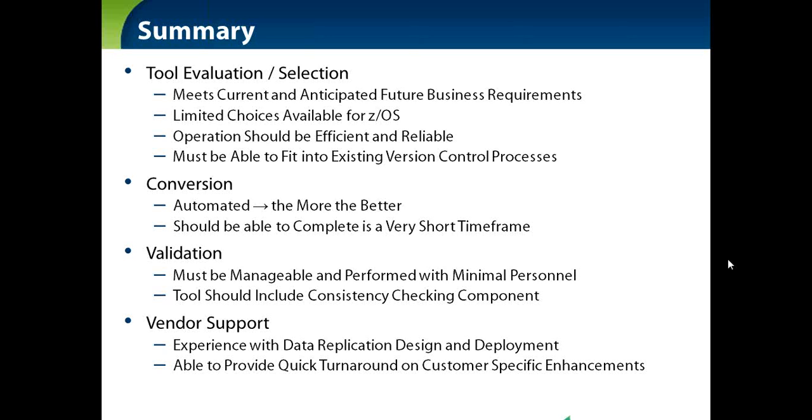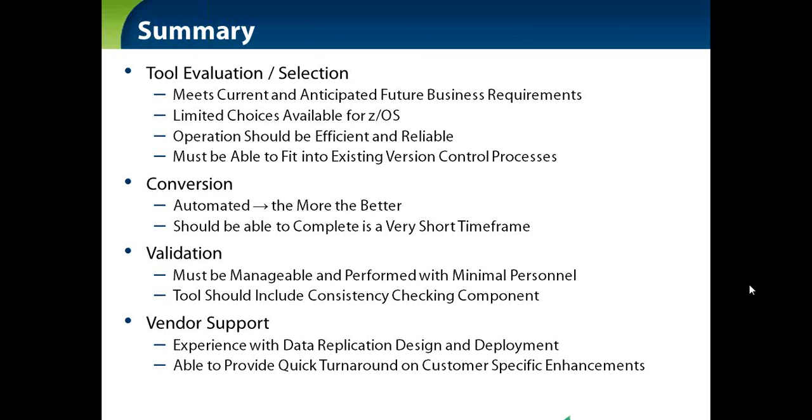The operation needs to be efficient, reliable, and not chew up all your CPU. Actually reduce it if you're upgrading. And again, fit into existing processes like version control, change management is paramount. Again, conversion, the automation, the more the better. Keep it short, get that part done, and then move on to validation. Again, the best way is to use a consistency checker. You can write your own SQL. We have customers that do both. And it's got to be performed with minimal personnel. You don't want to have to allocate a full team. It should be done with a part-timer if possible, because a human resource is expensive in most customers, and they're allocated to other projects. So a part-timer should be able to do this.